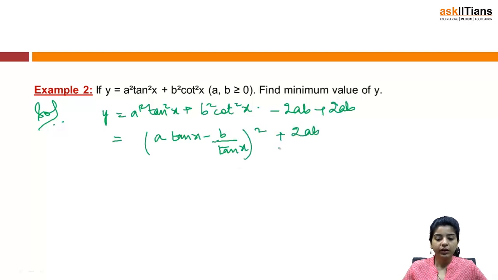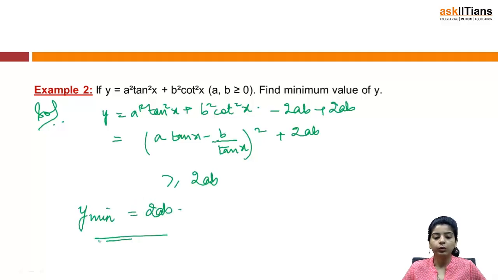Now see, this quantity is always greater than equal to 2ab because we have a square plus 2ab. So this is always positive, and therefore this quantity will always be greater than or equal to 2ab, and therefore the minimum value of y is 2ab. See, these questions are quite simple.